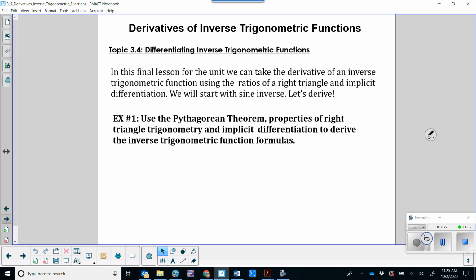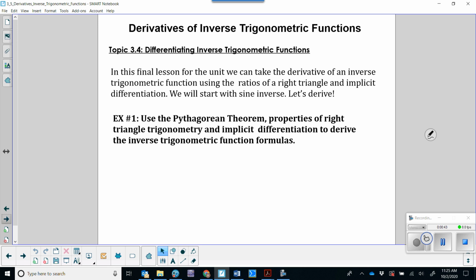We're basically going to use some ratios of right triangles to show why these formulas are what they are, and then we'll talk about ways to learn them and which ones we use the most and things like that.